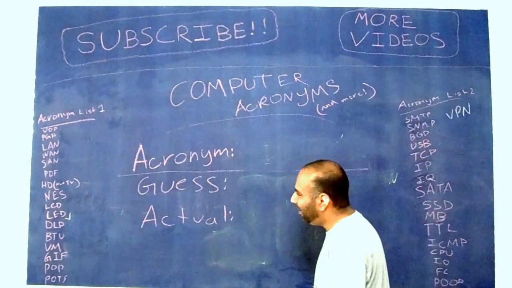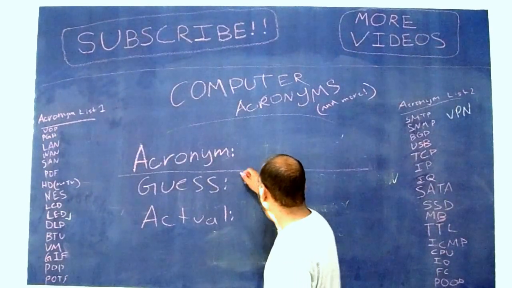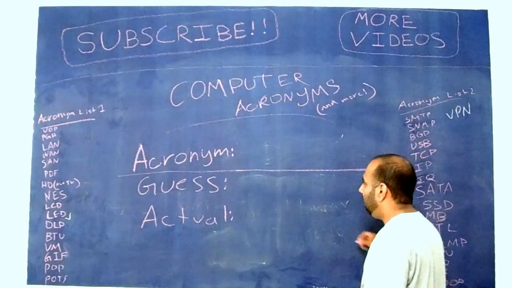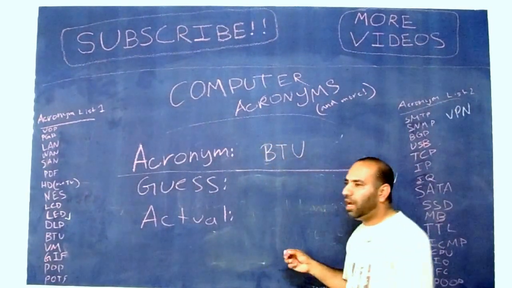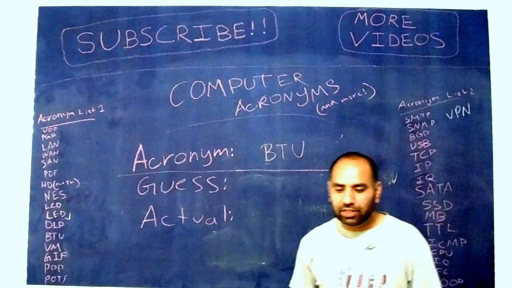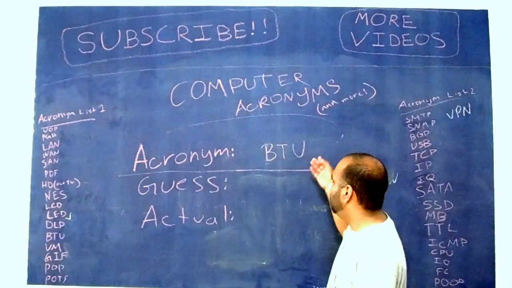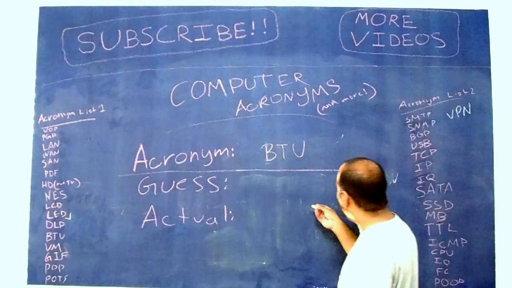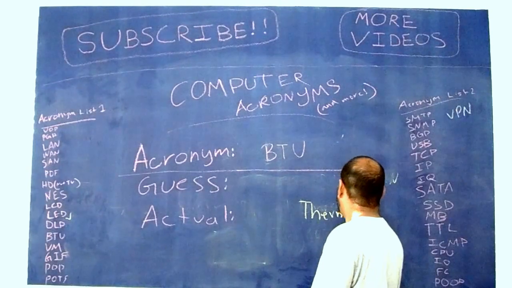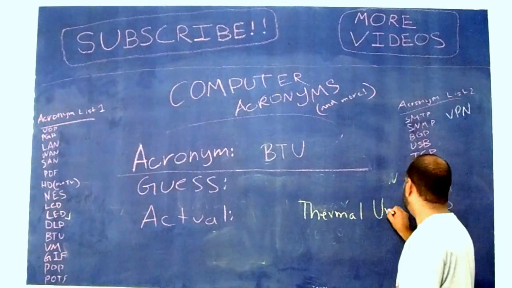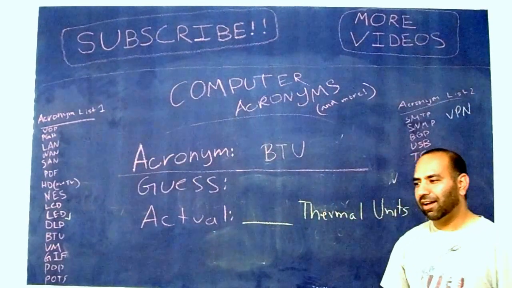All right. BTU. BTU is something that I actually don't know. We calculate the amount of heat in BTUs. But what does BTU actually stand for? Oh, here it is. T is thermal, right? Yes. And U is units. Yes. So we're left with this B. Okay, guess.